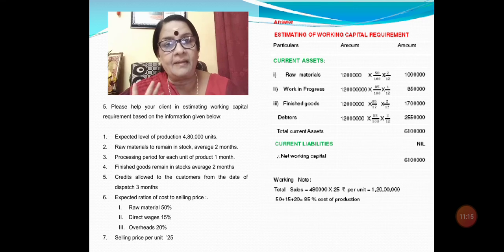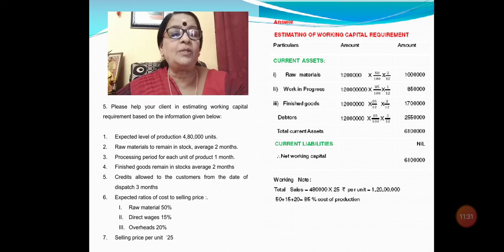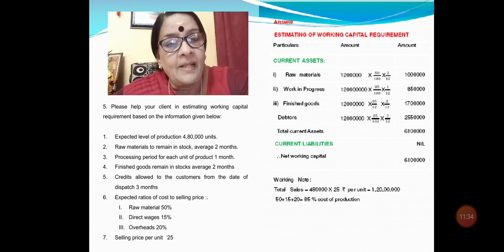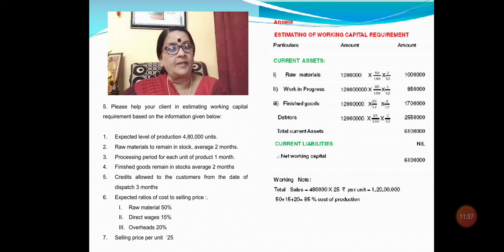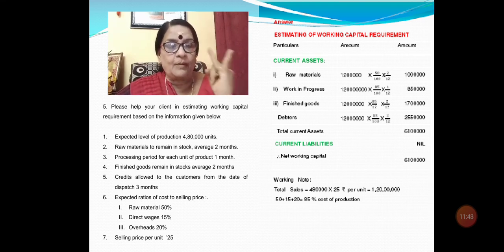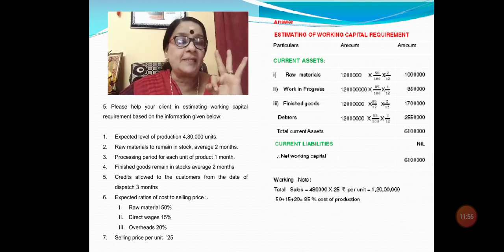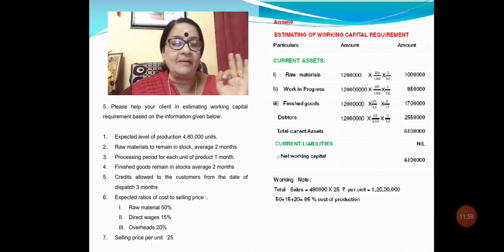Now work in progress. Here in this problem it is given in total. No division has been made regarding material, labor and overheads. The processing period for each unit of product is 1 month. Here we will calculate work in progress on the total cost of goods sold. 50% is direct material, 15% is direct labor, and 20% is overheads. So 50 plus 15 plus 20 comes to 85%. That is our cost of goods sold. So 1 crore 20 lakh into 85 by 100 into 1 by 12. That is our work in progress.